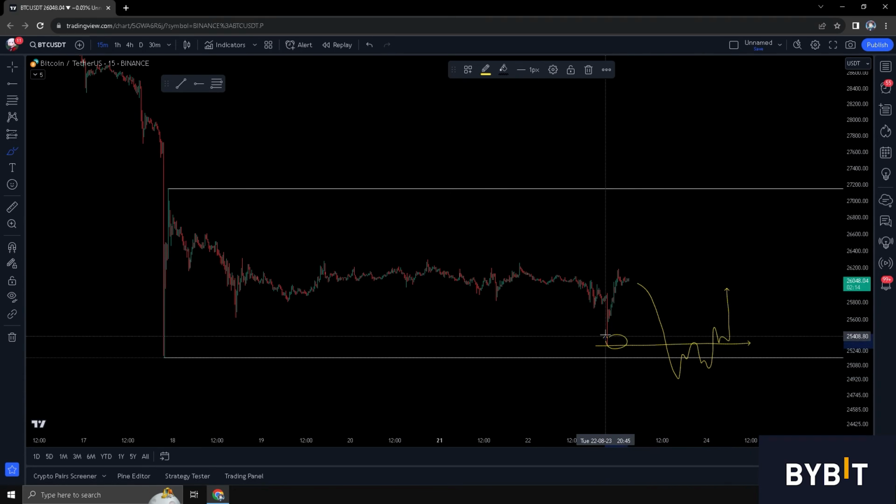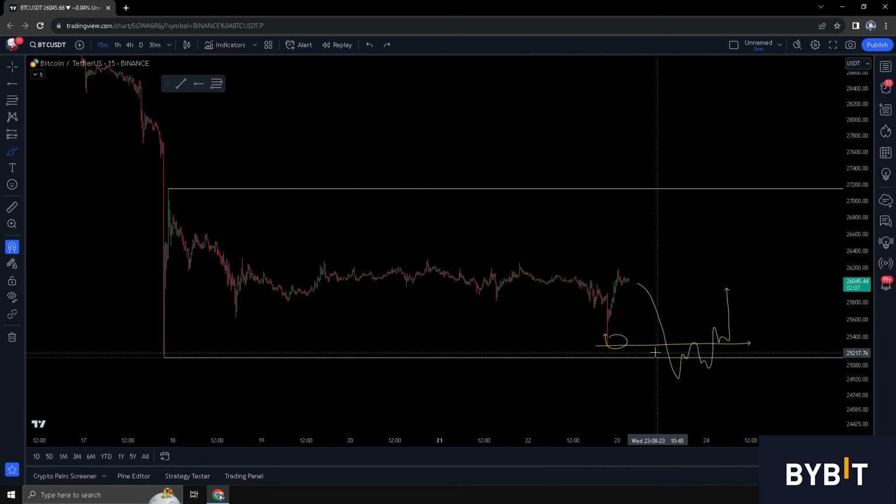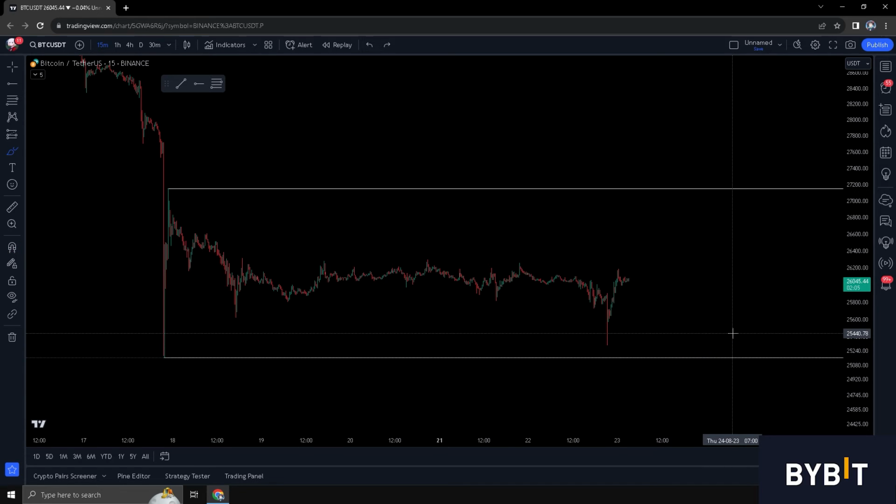It has reclaimed this low. It has swept the higher time frame range highs. It has reclaimed. All the triggers are there for the long, and that becomes a long. So this is from the downside.